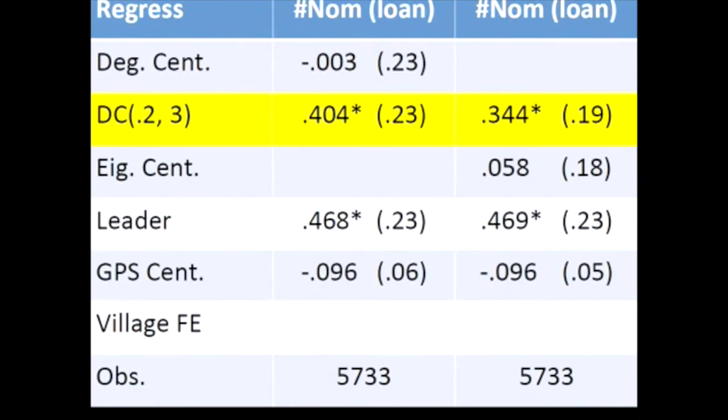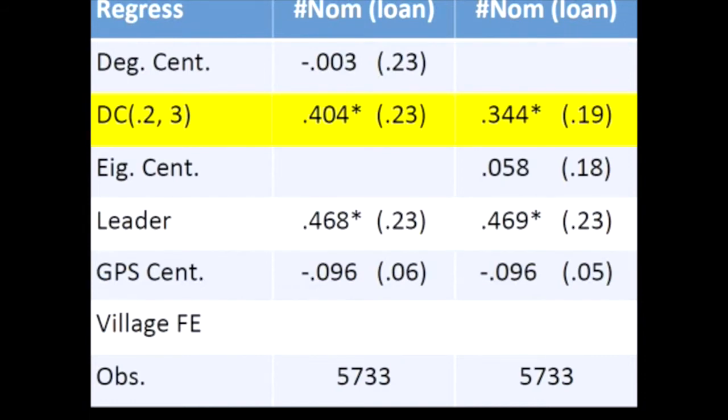And then you can regress, say, how many nominations does a household get? So how many times am I nominated by somebody else for being central as a loan diffuser? Just stick with loan in this graph. You can look at, say, my degree centrality. Doesn't seem to matter. Diffusion centrality, here we're using 0.2 and T equals 3, which is the best fit. So now we're going to the best fit T. If we do that, then you get a significant relationship. Eigenvector centrality, you can run that with diffusion centrality. Diffusion centrality seems to pick off what there is that is statistically significant.